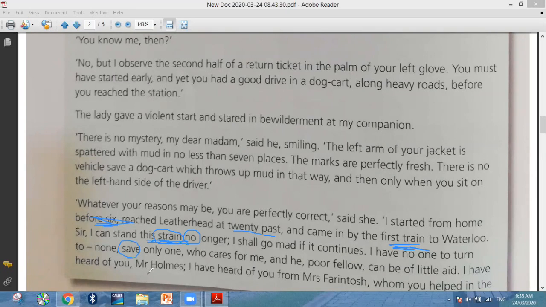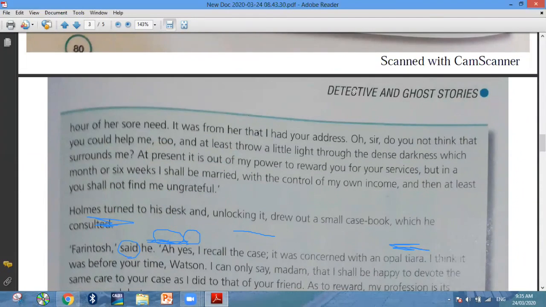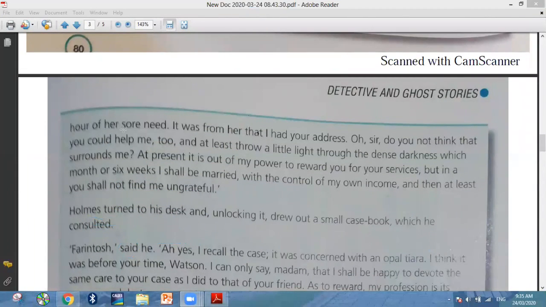"I have heard of you, Mr. Holmes, from Mrs. Fantosh, whom you helped in the hour of her sore need. It was from her that I had your address. Oh, sir, do you not think that you could help me too, and at least throw a little light through the dense darkness which surrounds me?" She is expressing her problem as darkness that is overwhelming her, and she is searching for someone who can give her a spot of light to help her.